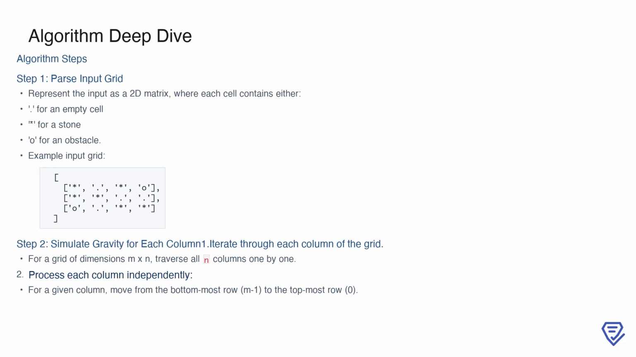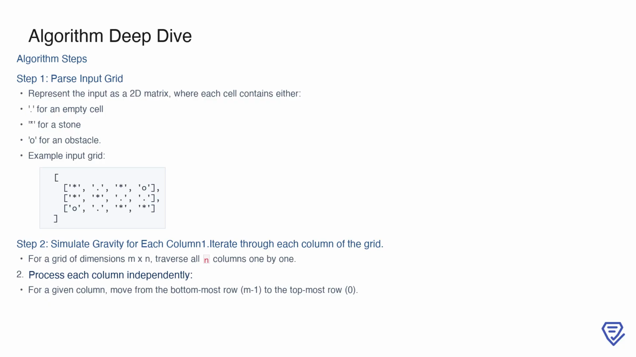To solve the problem of rotating the box while simulating gravity, we need to break the task into clear steps. First, we parse the input grid, interpreting it as a 2D matrix where each cell contains one of three possible values: dot for an empty cell, asterisk for a stone, or O for an obstacle.